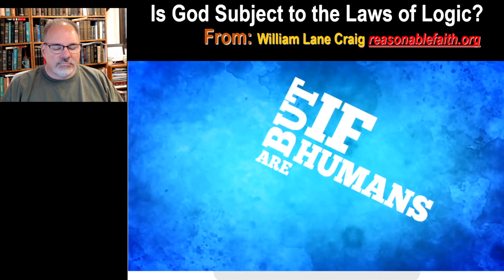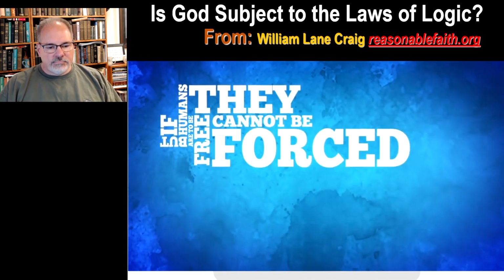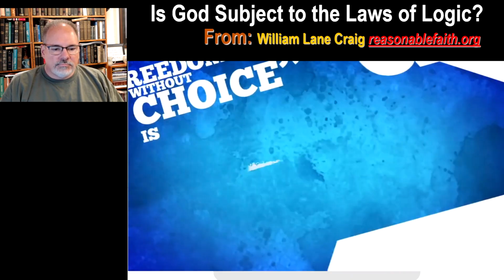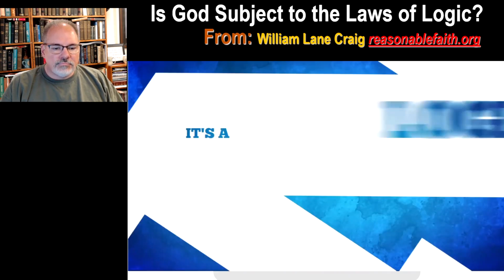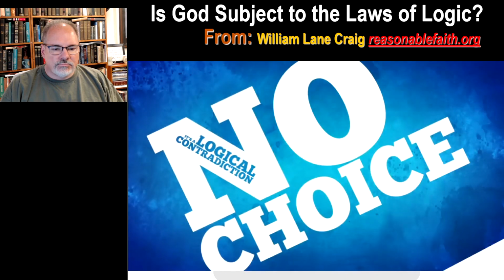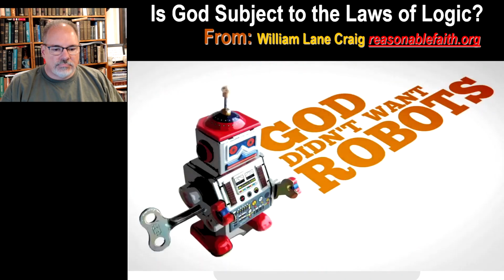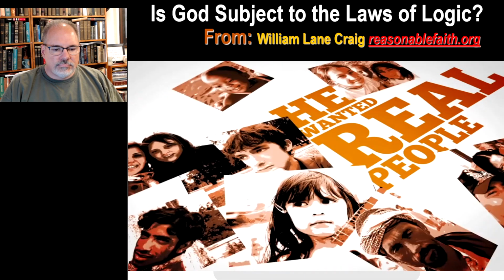But if humans are to be free, they cannot be forced to obey God. Because freedom without choice is like a square circle. It's a logical contradiction. No choice, no freedom. God didn't want robots. He wanted real people.